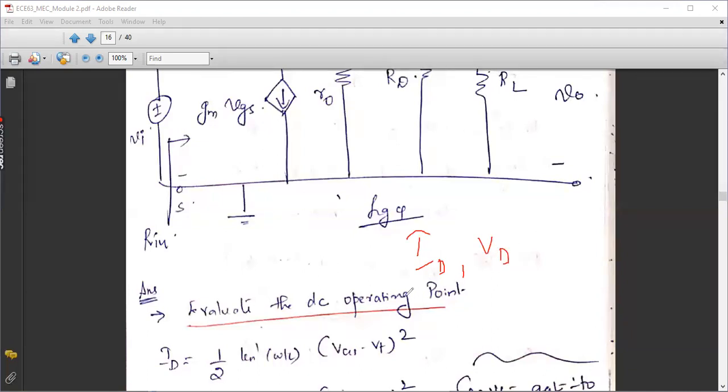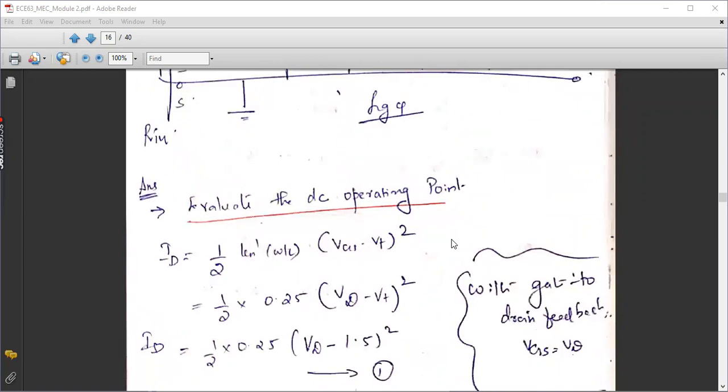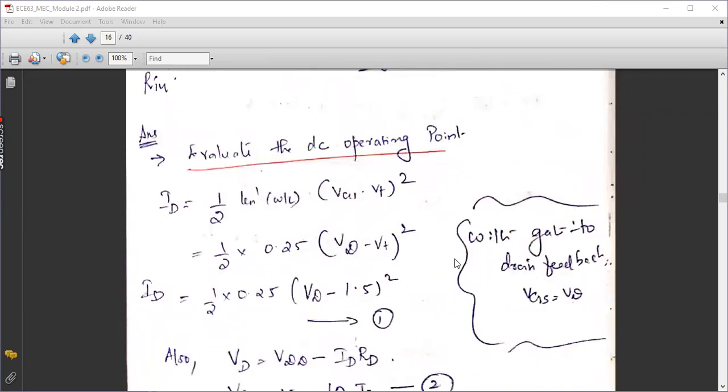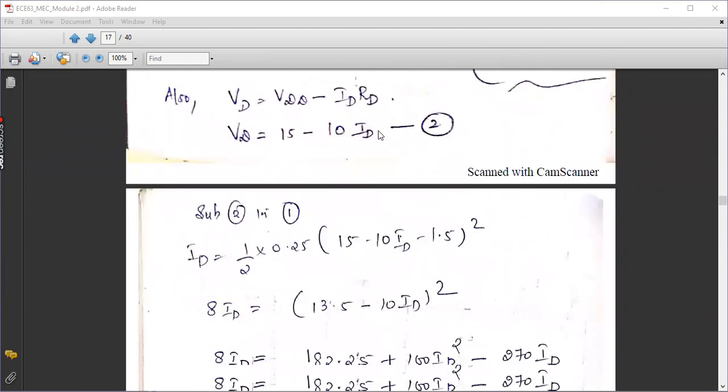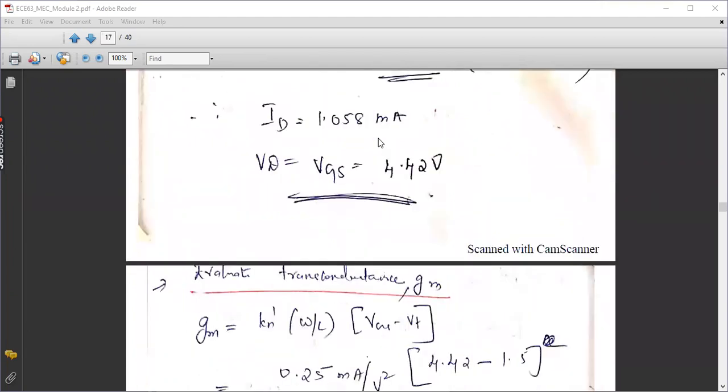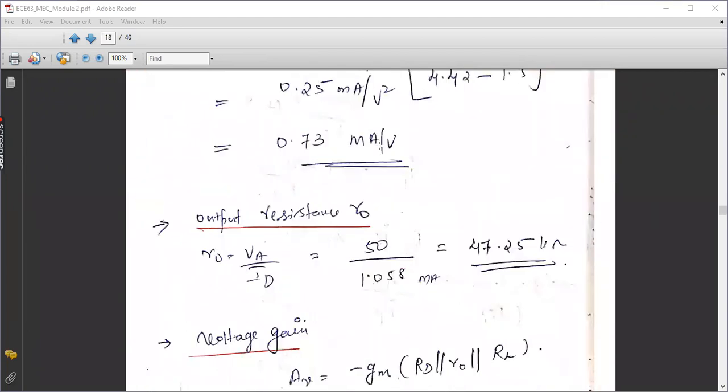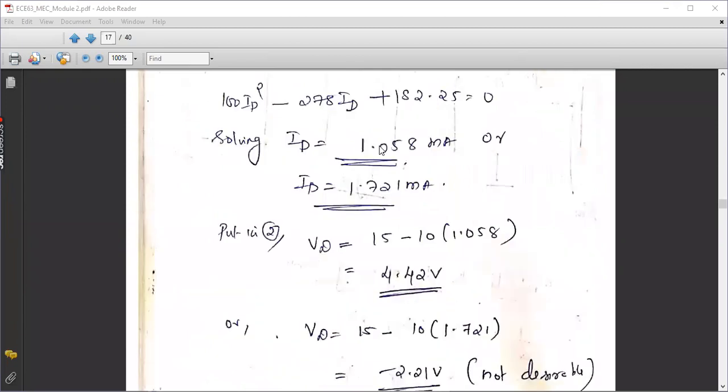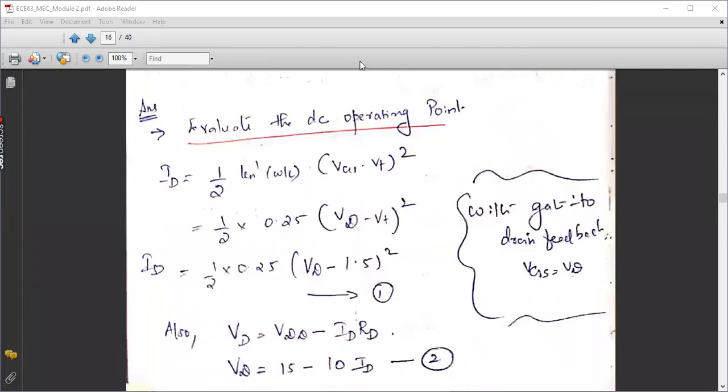So let us find out the DC operating point, that means the DC voltage and DC current. For that, we can take our general equation, that is ID is equal to half K n dash W by L into (VGS minus VT) the whole square. Why am I finding ID and VD? Because to calculate our R0 value, small letter R0, we have to calculate it in order to find our gain.